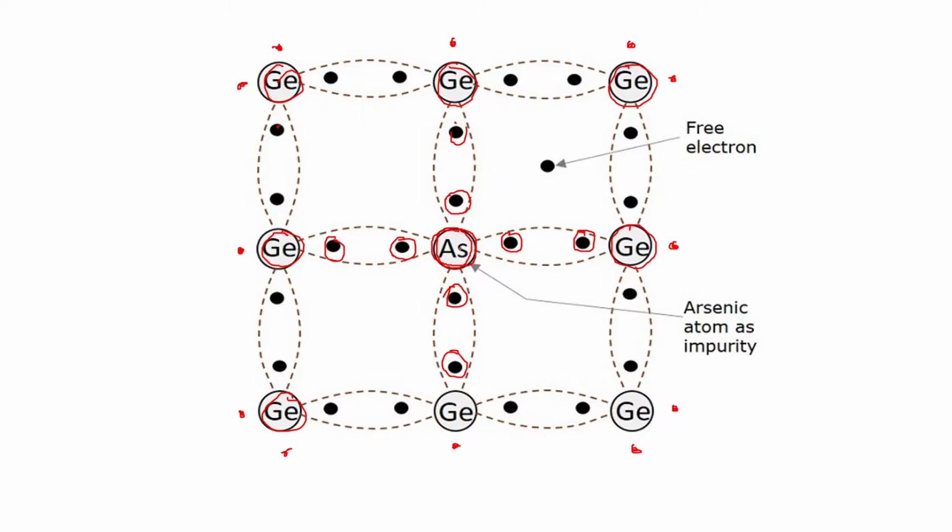But the 5th electron, where does it have to go? The 5th electron becomes free. It has no chance of bonding with anyone because arsenic was having 5 valence electrons. It was a pentavalent impurity.